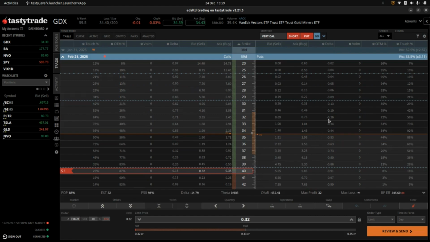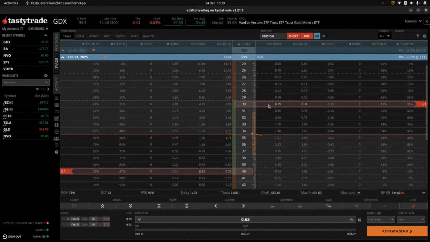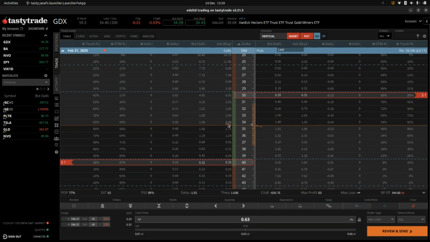And we can do the exact same thing on the put side. There is a 19 delta and a 13 delta. Let's just go with the 13 delta over here at the 30 strike. Now, what you'll notice is that we've basically created a range for ourselves between $30 and $40 on GDX. What this means is that we do not want the price of GDX to go outside of this range. We want GDX to stay inside this range.